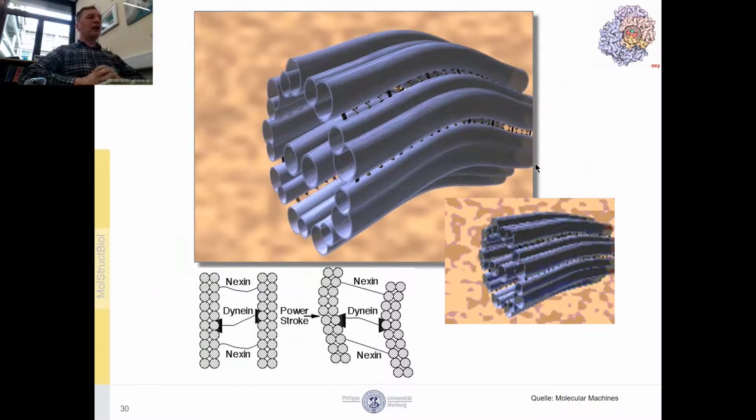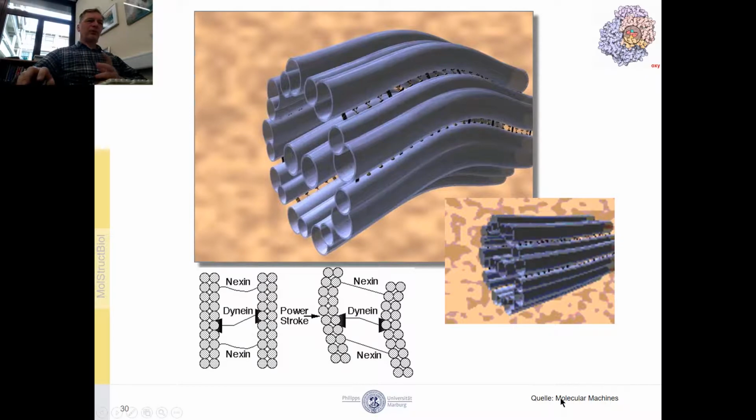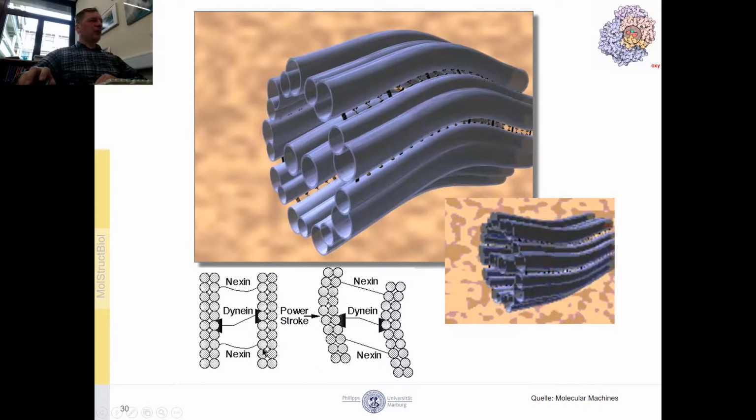In the case of the dynein of the cilia, it looks a little bit like this. I took this one from the Molecular Machines website, probably. You see that's actually what it's doing. The dyneins keep strongly attached, but they change their relative structure to each other. The nexins are just flexible linkers here, so they move upward, backward, and by this, the cilium then makes this kind of stroking movement.